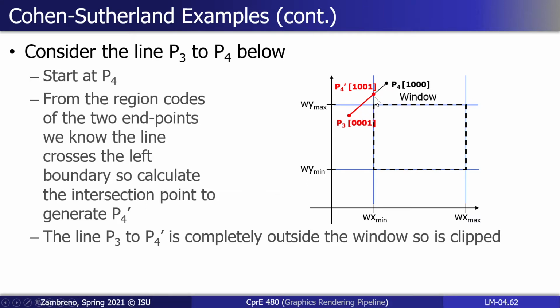The resulting line segment, we can now quickly check with that AND operation to determine that it's completely to the left of the window now. So we can completely remove that line segment.